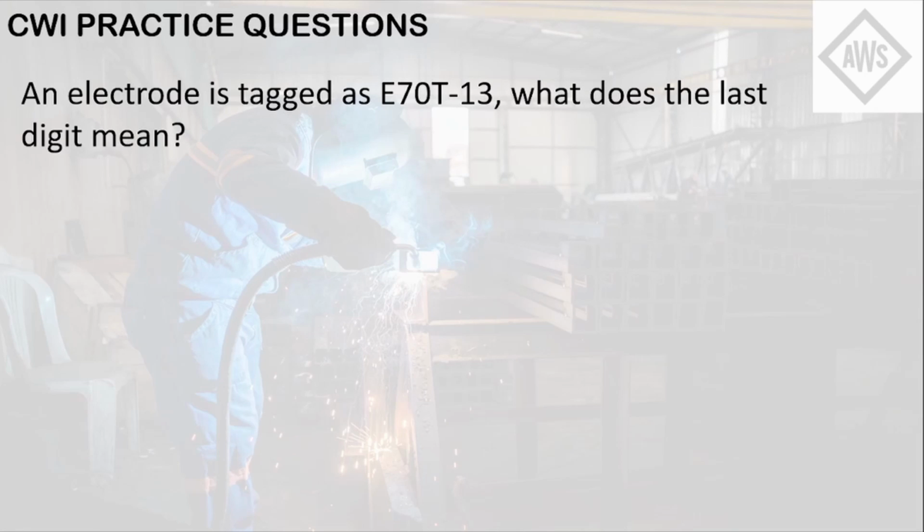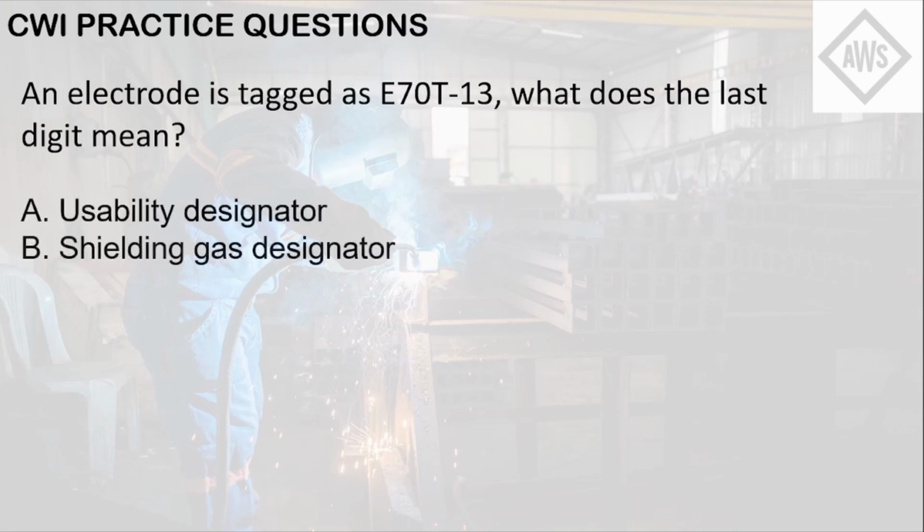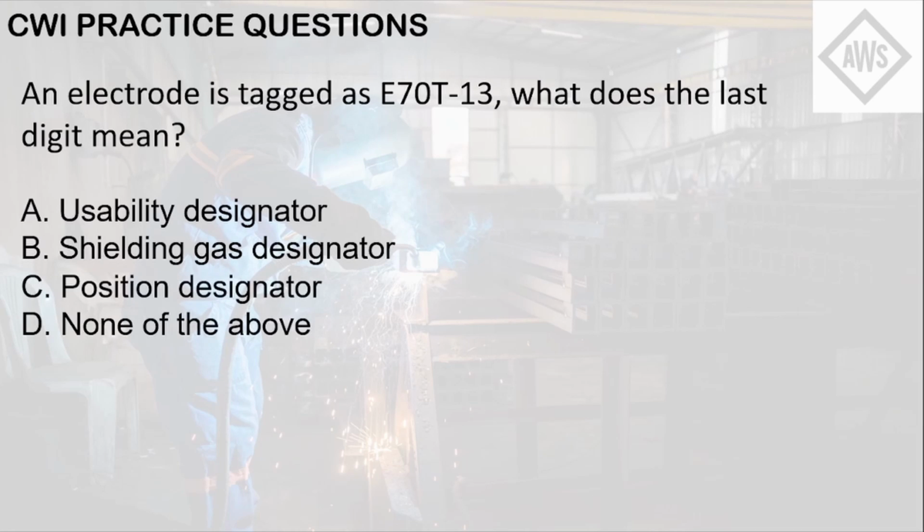An electrode is tagged as E70T-13. What does the last digit mean? Letter A, usability designator. Letter B, shielding gas designator. Letter C, position designator. Letter D, none of the above. The usability designator is the second to the last digit here, so that's number 1. The position designator is the number 0 after the first digit, number 7. So the answer here will be shielding gas designator. The last digit for an FCAW electrode designation is the shielding gas.